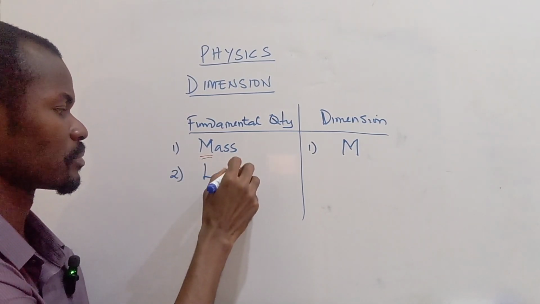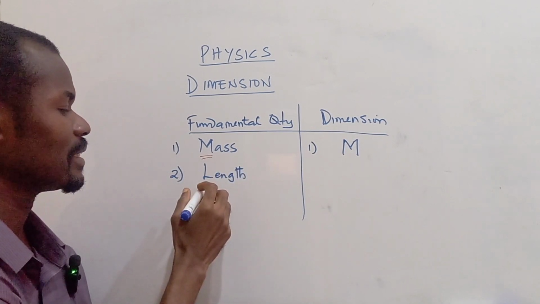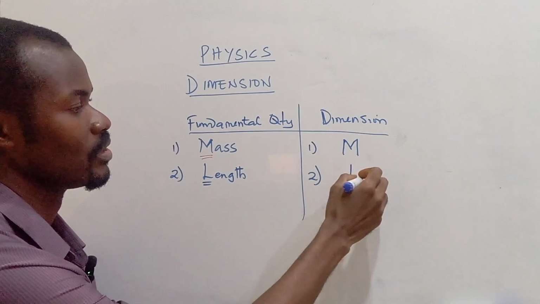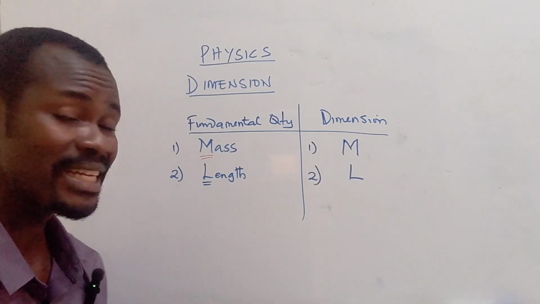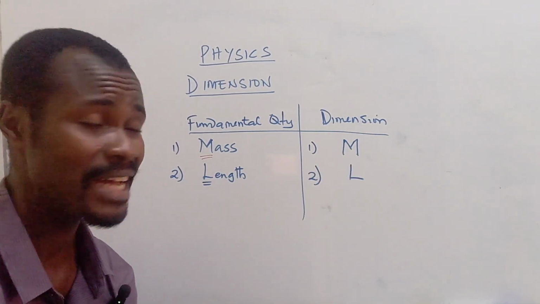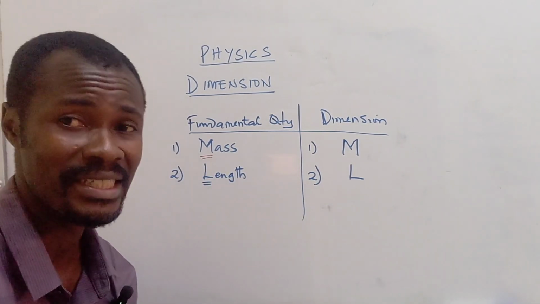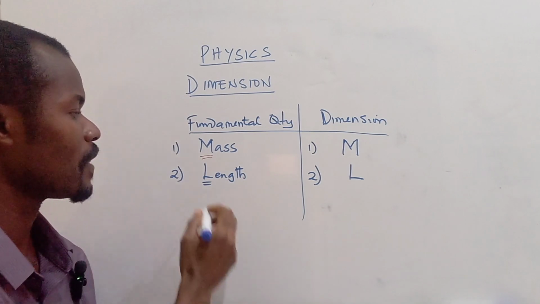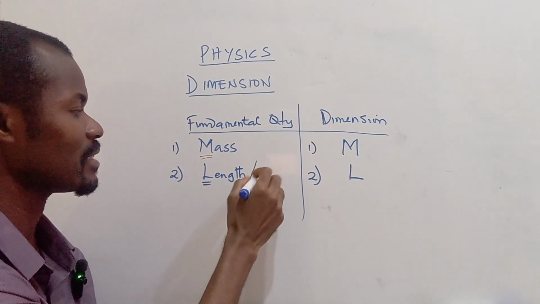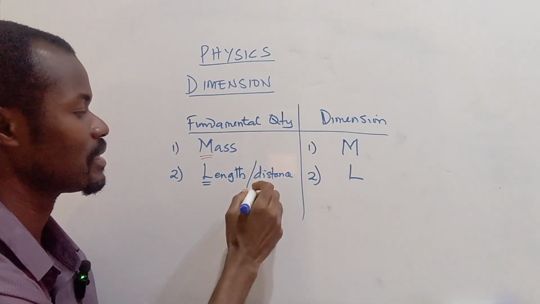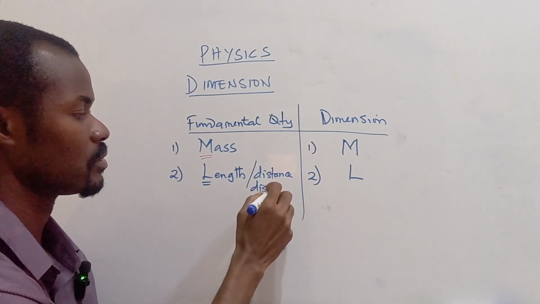Now the next one is length. Now remember length, we have to use the letter L. So the dimension of length. So if you have any physical quantity that its unit is measured in terms of length, you use L for its dimension. Now we can still say distance. We can still use L for distance and even displacement. Okay.